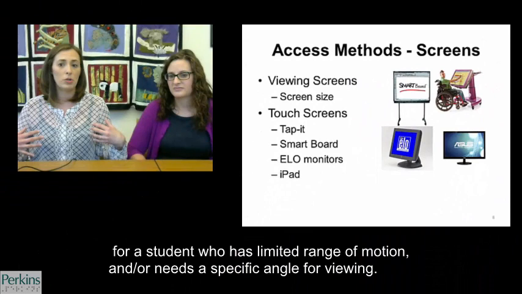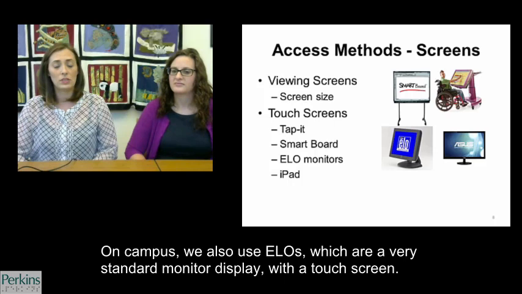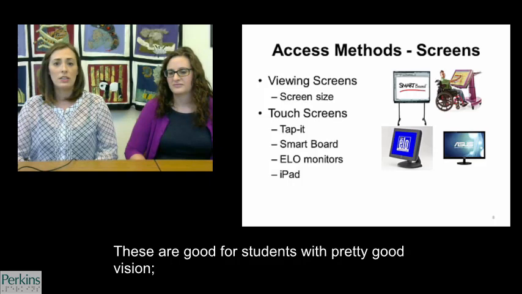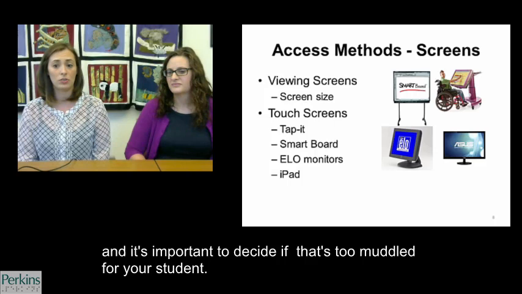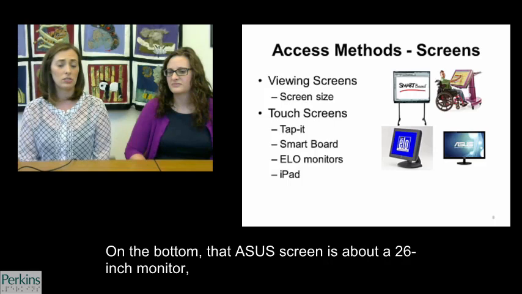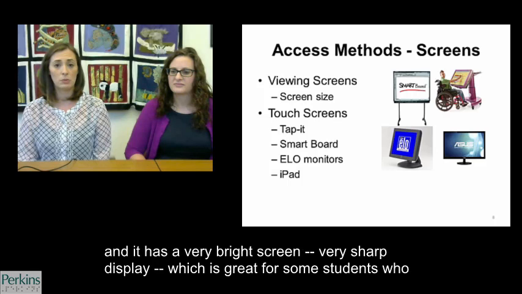On campus, we also use ELOs, which are a very standard monitor display with a touch screen. These are good for students with pretty good vision. However, the display can be a little bit muddled, and it's important to decide if that's too muddled for your student. On campus, we also just use very large displays. On the bottom, that ACES screen is about a 26-inch monitor, and it has a very bright screen, very sharp display, which is great for some students who maybe do not need a touch screen.